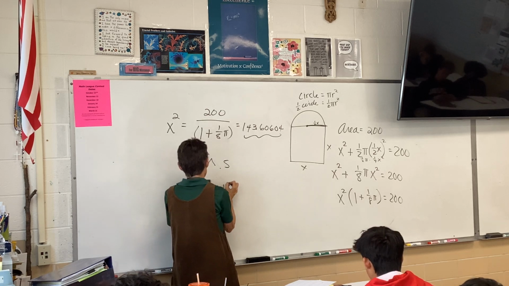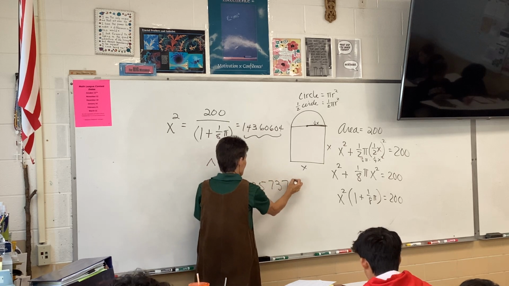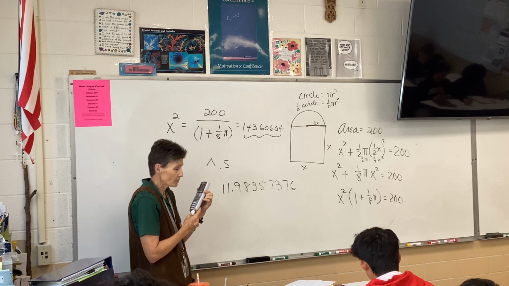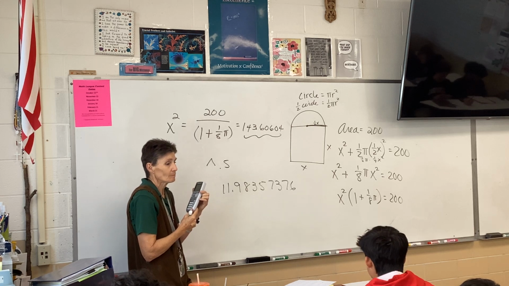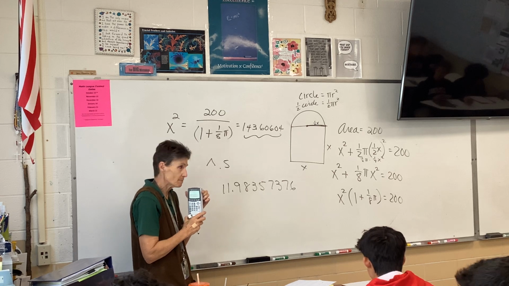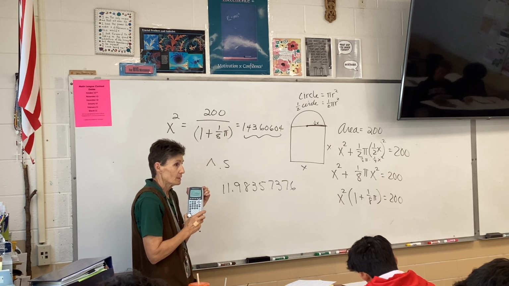You should end up with 11.98357376. Do you want us to write the whole number? No, we're gonna talk about that in a minute. But that's what should be showing on your calculator. If you got something different, then you're doing something wrong. That's what you wanna have.